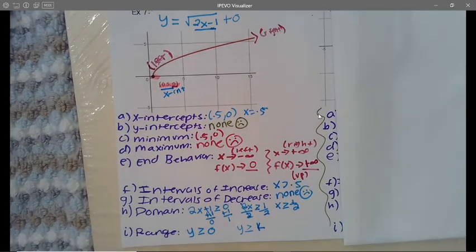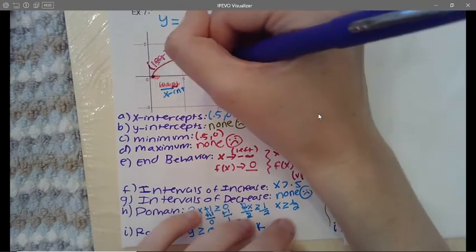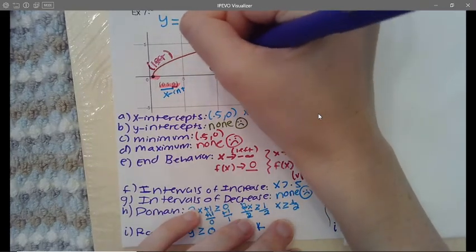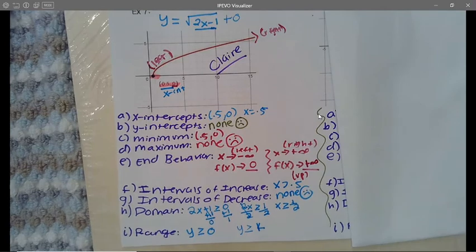Well, there you go, you guys. The final thing, we need to name our graph because every graph deserves a name. This graph's name will be Claire. Well, there you go, you guys. That's it.